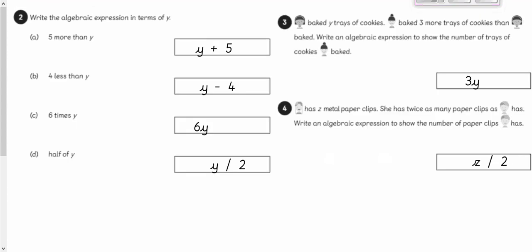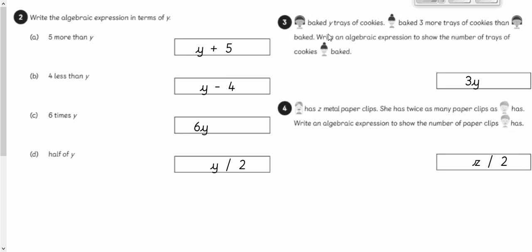Write the algebraic expression in terms of y. So 5 more. Whatever I've got, 5 more. So it's y plus 5. 4 less. Whatever I've got, I'm taking 4. So y take 4. 6 times y. We just write it as 6y. We don't write the times sign. Half of y. Half means divide by 2. y divided by 2.